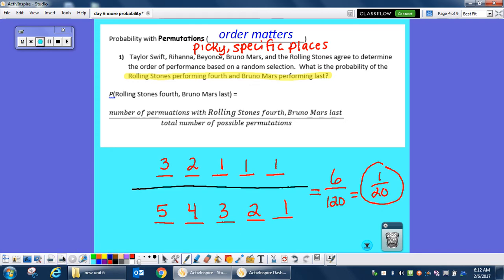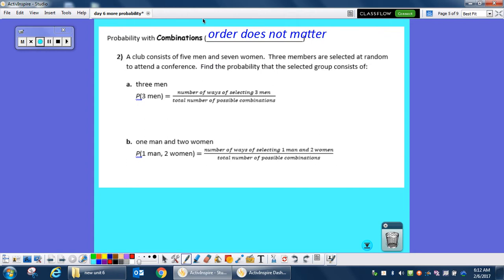Now you're going to have to do probability with combinations, where order does not matter. And this is where it's groups, committees. Those are some keywords that clue you into probability with combinations. So this is a 2-part problem. It has 2 different parts.